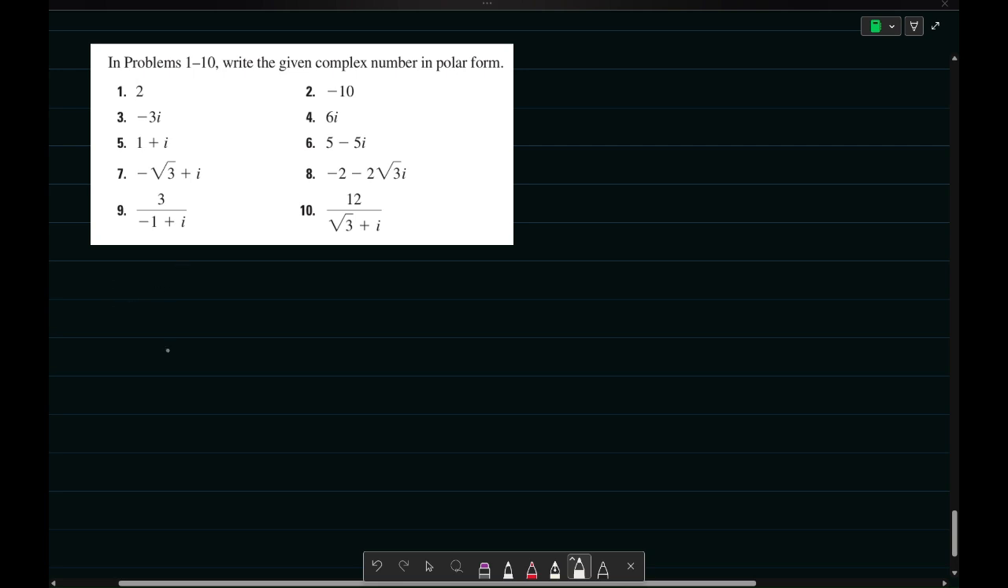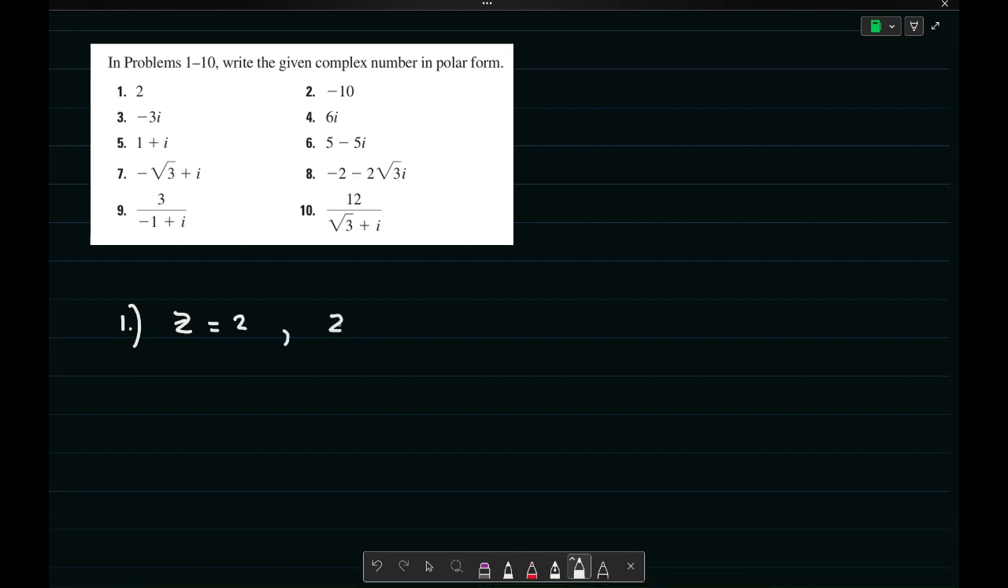So good day everyone. Let us solve problems 1 to 10. First, number 1, we have z is equal to 2. The form is z is equal to x plus jy, where x is equal to 2 and y is equal to 0.